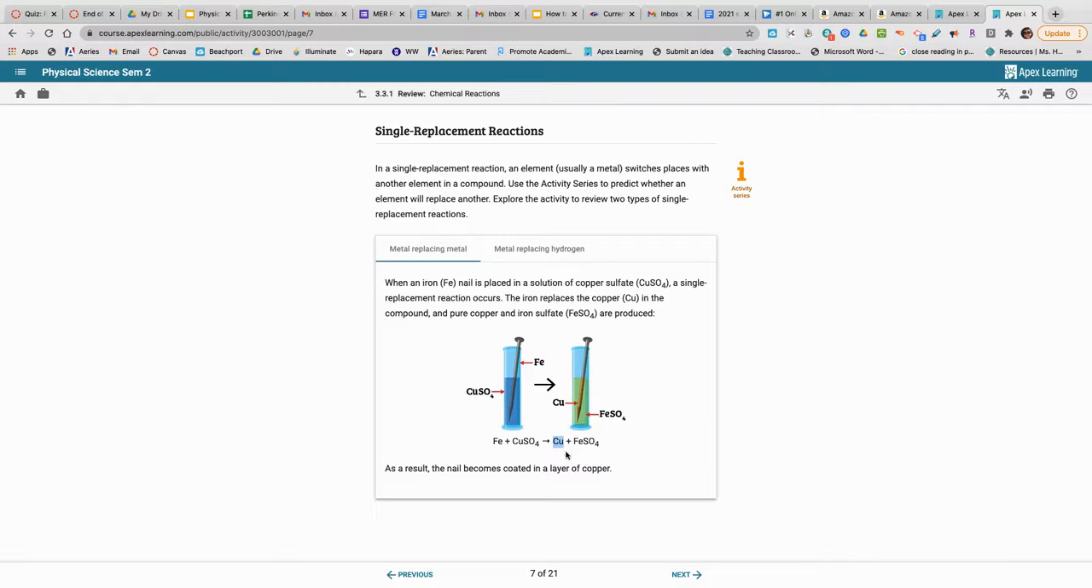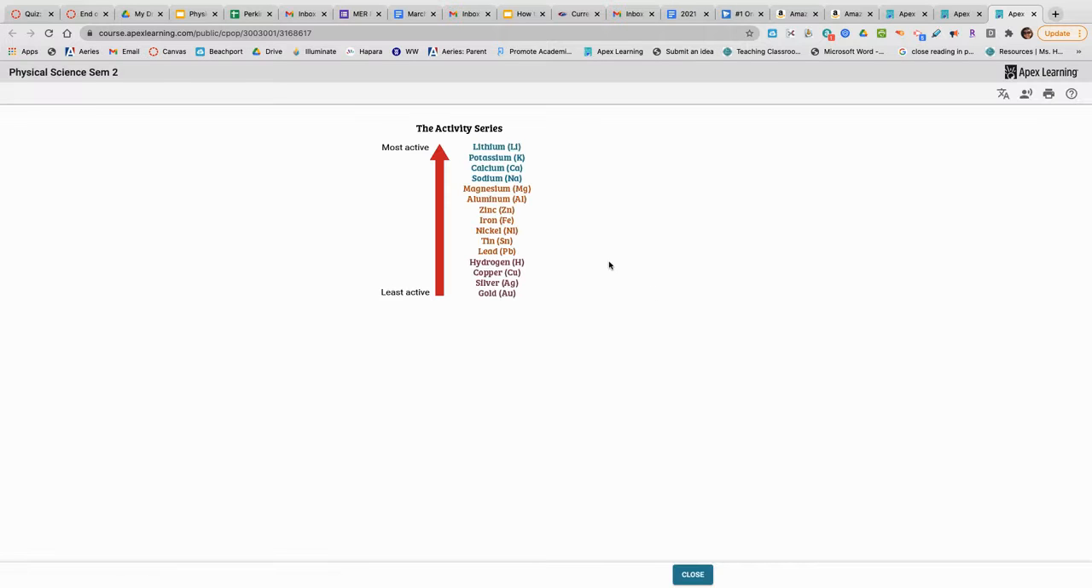To understand whether a single replacement reaction will happen or will not happen, you have to look at something called the activity series. The activity series is a list of the metals from most active at the top to least active at the bottom. So if the metal that's by itself is more active than the metal that's in compound, then it will take its place. If it's not, then it will not take its place.